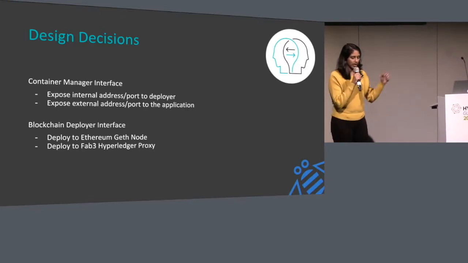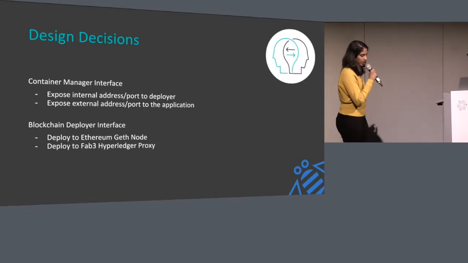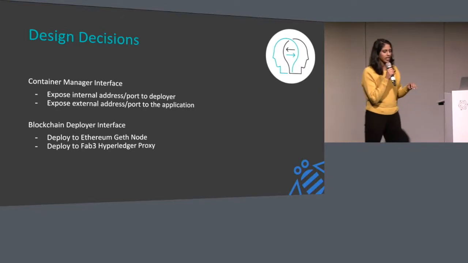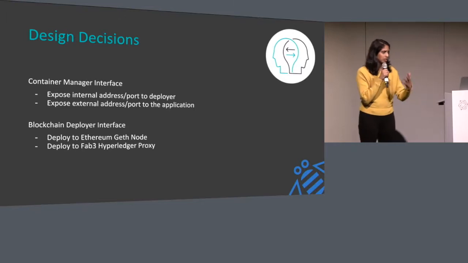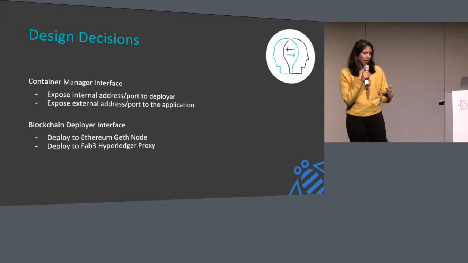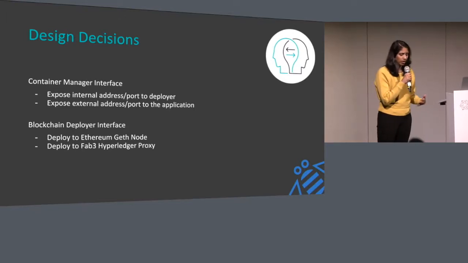So that's one big thing. That's actually the second section there. That's the blockchain deployer interface. And the idea is we should be able to deploy either blockchain nodes when it's a public network and you can run full nodes, or it could be access points or gateways into a network when it's a permission system like Fabric where not everyone's allowed to run a node. So we wanted to make sure that piece is flexible.